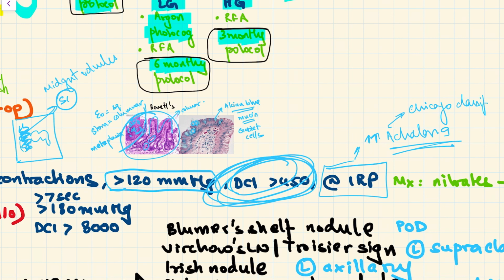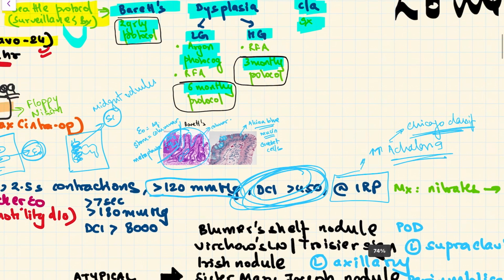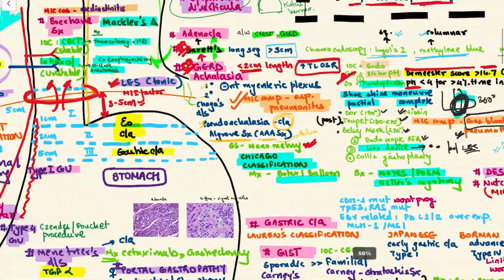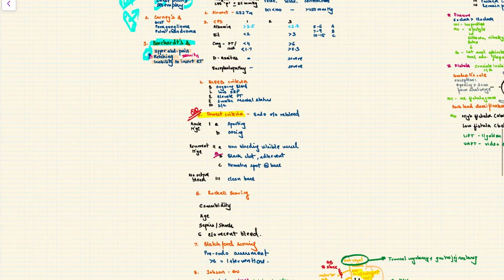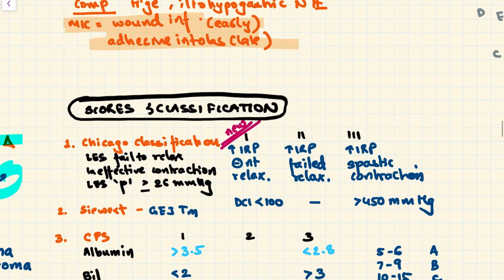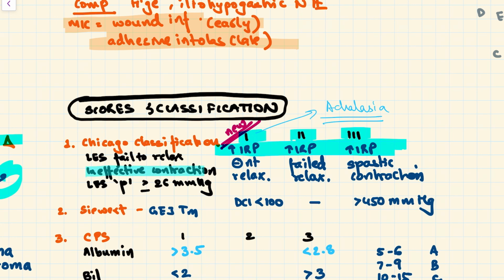I'm sorry if I'm going too fast, but these are just brushing up points. I'll show the Chicago classification. It's not important to learn that, but you should have a brief idea about it. This is for achalasia. According to it, there are three types of achalasia: type 1, type 2, type 3. Remember, in achalasia IRP is increased all the time. Then ineffective contraction is not seen with type 1. Failed contractions in type 2 and spastic contractions in type 3.